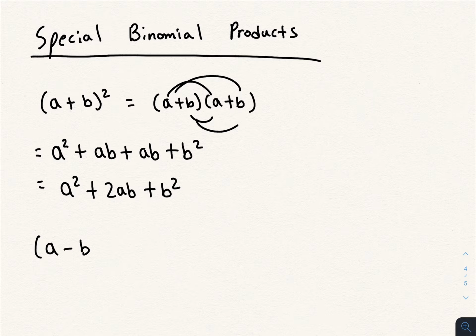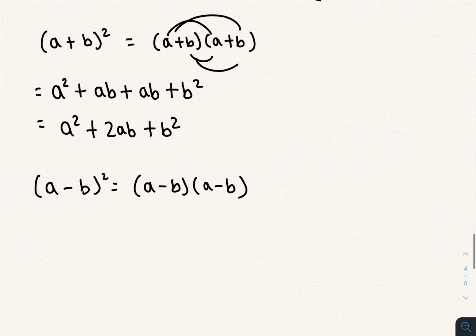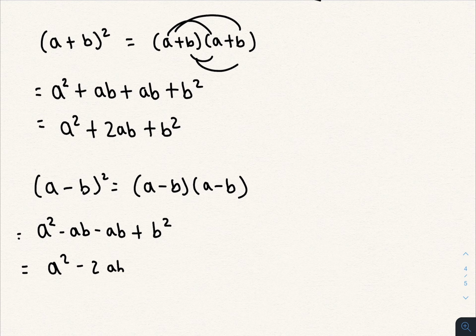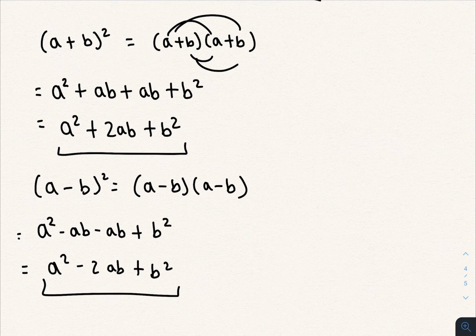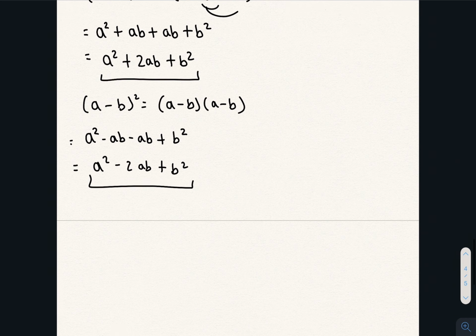Say you have a minus b squared. What does this mean? This means a minus b times a minus b. So if you multiply those, you get a squared minus ab plus b squared. So you end up with a squared minus 2ab plus b squared. So you're able to use this without actually distributing everything and calculating everything one at a time.